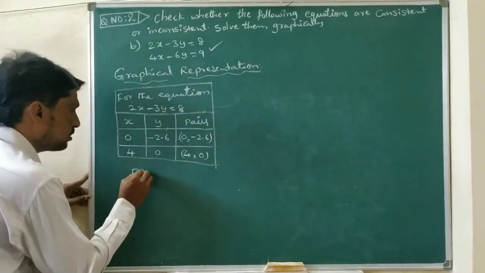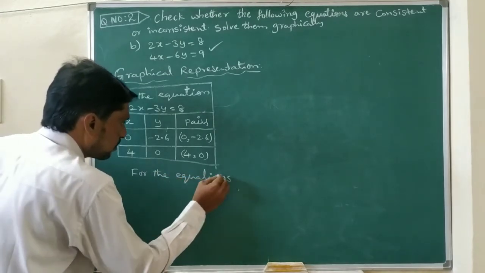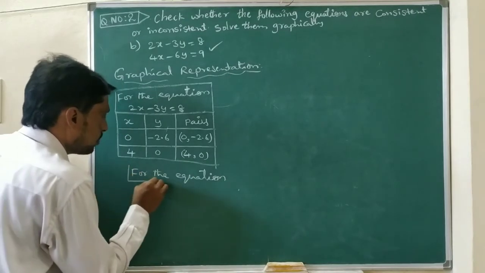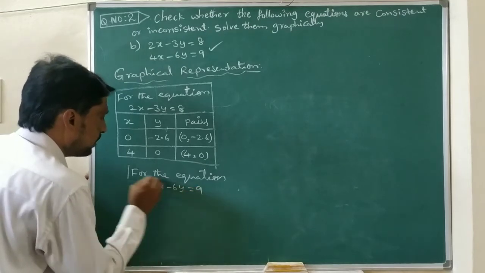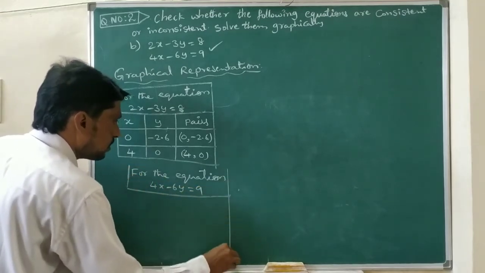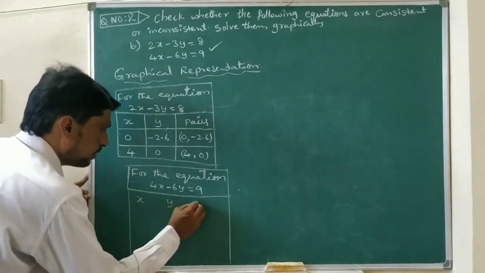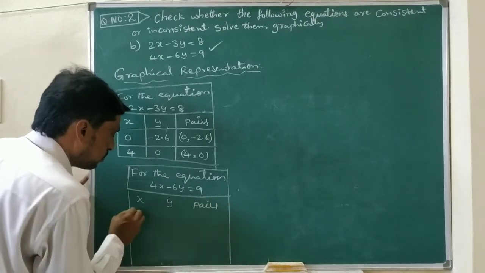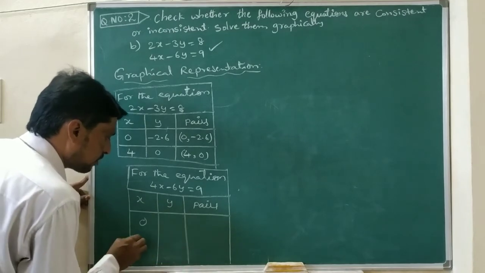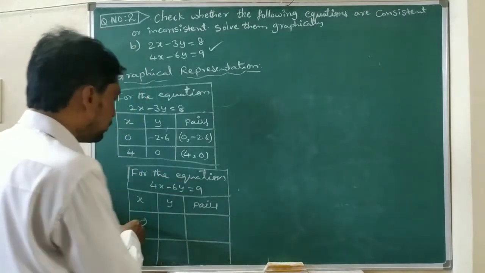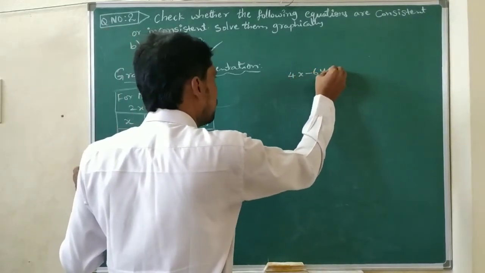For the equation 4x minus 6y equal to 9, here also we need to take x, y pairs. The x values are assumed values, and y values also we need to assume. So first you can take the x value; I took 0. So first, it is 4x minus 6y equal to 9.